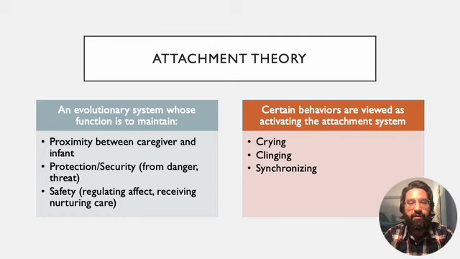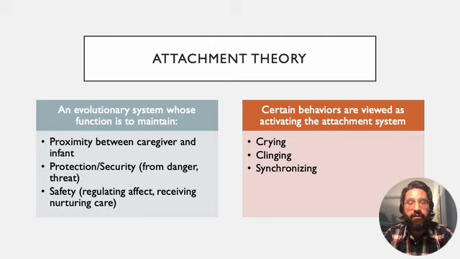But attachment theory believes that there is this evolutionary system whose function and purpose is to maintain closeness, proximity between caregivers and infants. And why is it important for caregivers and infants to remain close by or nearby? Well, for protection and security, right? Babies are very vulnerable, right? Babies, for a long time, human beings are really dependent and rely on caregivers for protection and safety. Caregivers help babies learn how to soothe and regulate themselves, right, through receiving this nurturing care from somebody.